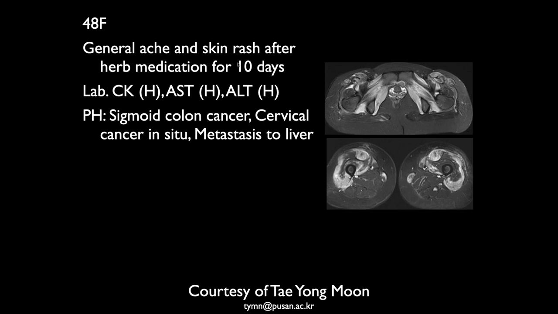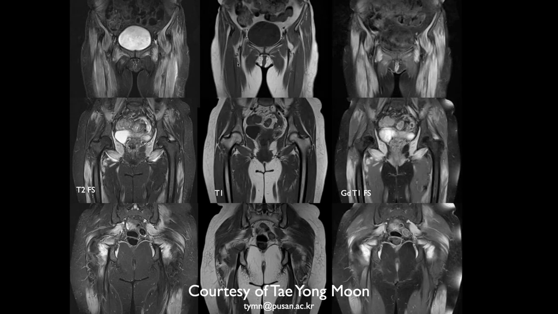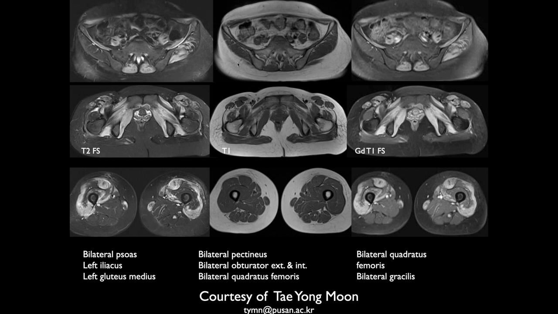Female, generally can skin rash after herbal medication for 10 days. Yeah, okay. So we see, like, with the muscles of her adductors, anterior muscles of the thigh, we just see diffuse edema throughout bilaterally, fairly symmetric with sparing of the hamstrings and some of the adductors. So, similar to the other ones, some sort of dermatomyositis, especially since it has a rash as well.